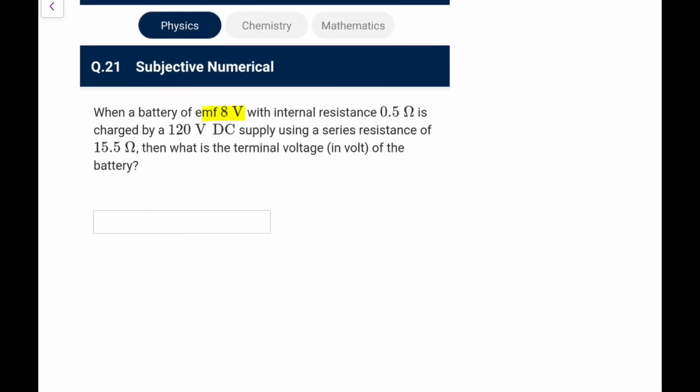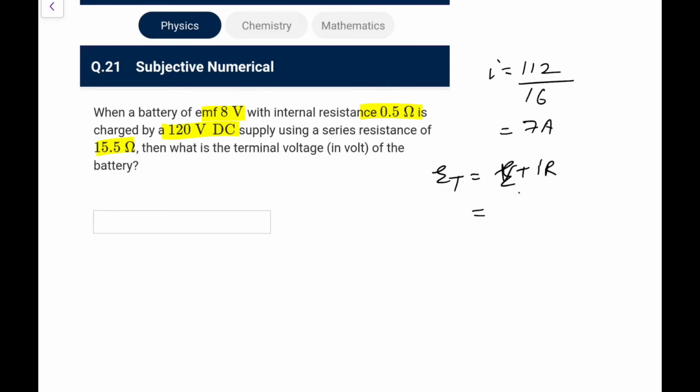When a battery of EMF 8 volt with internal resistance 0.5 is charged by a 120 volt DC supply using a series resistance, what is the terminal voltage? First of all, what would be the current? Because it is charging, both would be opposite, 112 upon total resistance, that is 16. So 112 by 16, that you know is 7 amperes. So the terminal voltage, because it is a charging mode, it would be V plus IR. So E plus IR, sorry.